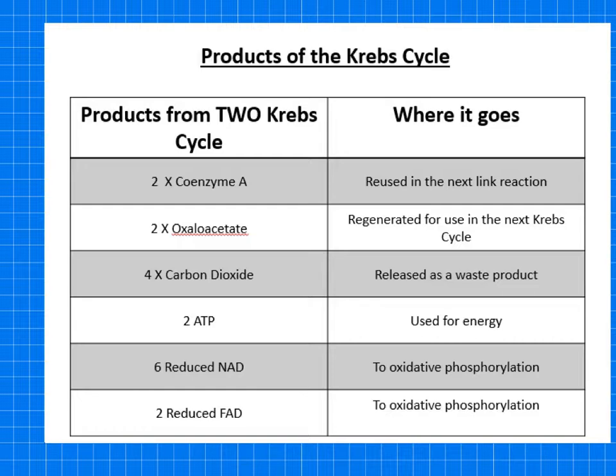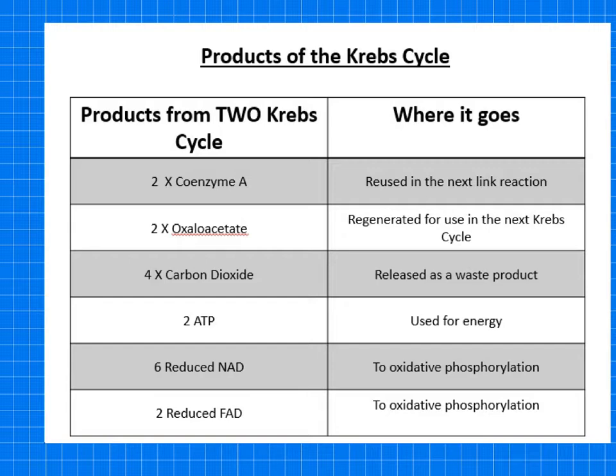Okay, so to summarize all of that, the products of the Krebs cycle. From 2 Krebs cycles, you get 2 coenzyme A's, which are reused in the next link reaction, 2 oxaloacetates, which are regenerated for use in the next Krebs cycle. You get 4 carbon dioxides, so DiNaD, DiNaD, twice, released as a waste product. You get 2 ATP, because remember it cycles twice, which is used for energy, 6 reduced NAD, which are going off to oxidative phosphorylation, and 2 reduced FAD, which are going to the same place. So in a nutshell, that is the Krebs cycle.